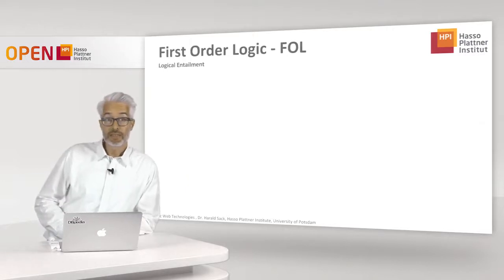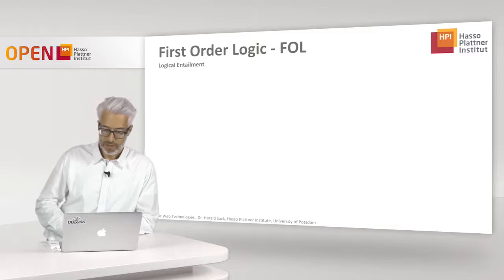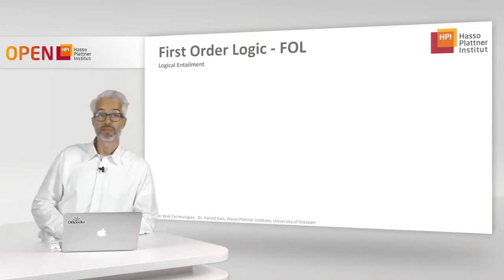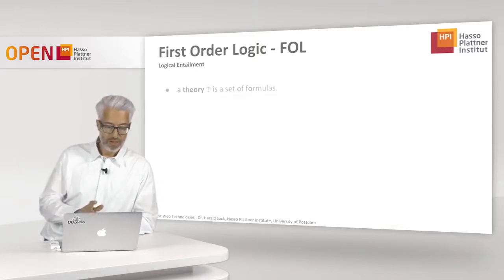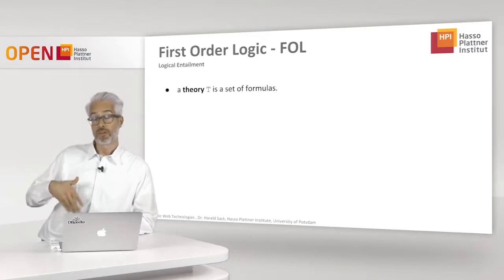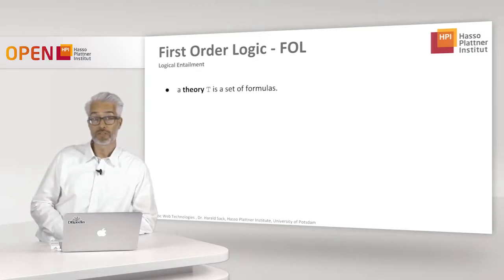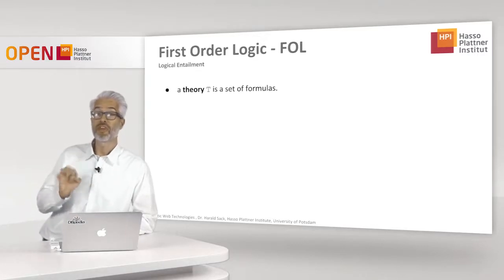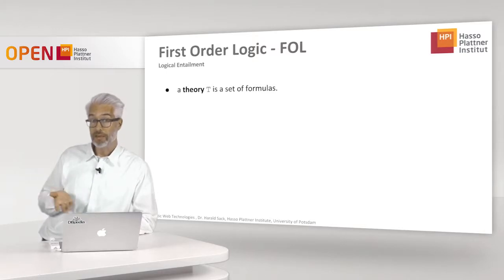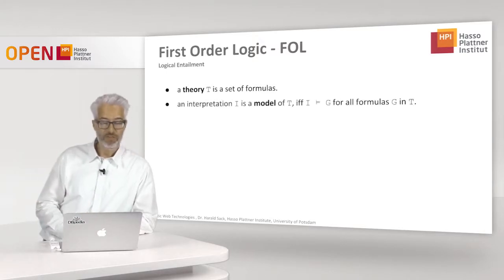Let's additionally, in the end, have a short look at a few more properties of first-order logic. So first, logical entailment. For that, we need a few more definitions. First, let's consider a theory. A theory is nothing else but a set of logical formulas in first-order logic.